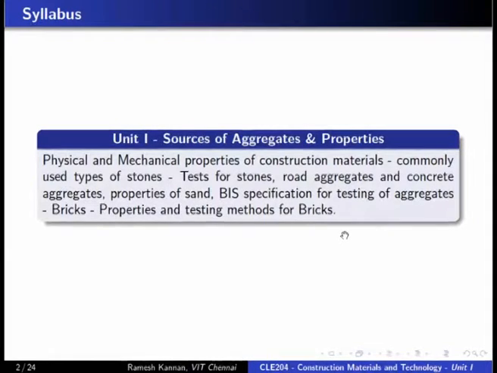Initially, we deal with the physical and mechanical properties of construction materials, and later in the study, we'll focus on construction materials such as stones, aggregates, and bricks in detail. Finally, we do an introspective assessment of various testing procedures adopted for these construction materials, and these are based on BIS, that is, Bureau of Indian Standards.